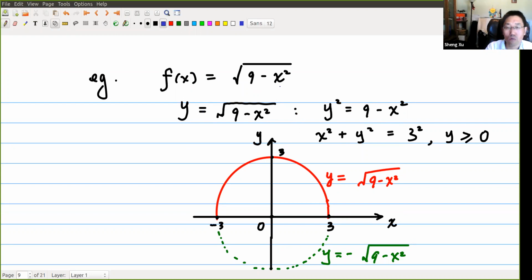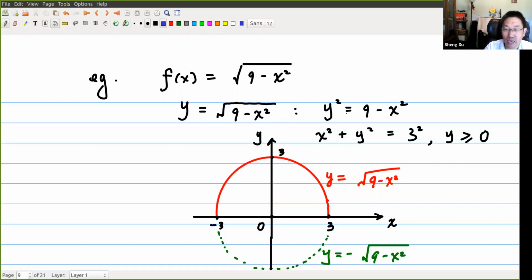So if I ask you to plot the graph of this function, what does this graph look like? To figure that out, I do a little bit of algebra here, right? So y is equal to the square root of 9 minus x squared, and if you square both sides, you get y squared equals 9 minus x squared. So you move x squared to this side, you get x squared plus y squared equals 3 squared, right?